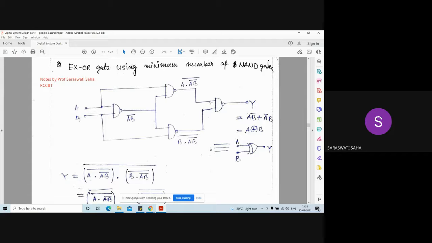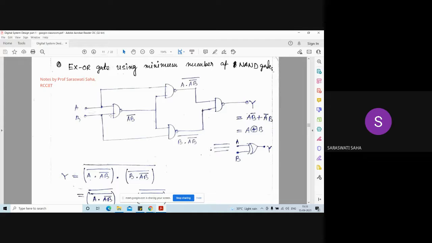In this way, only 4 two-input NAND gates are required. Another approach is there where 5 two-input NAND gates are required. So you should practice this one, how we can get the two-input XOR gate using the minimum number of NAND gates. Minimum number means this number of two-input NAND gates. How many NAND gates are required? 4.